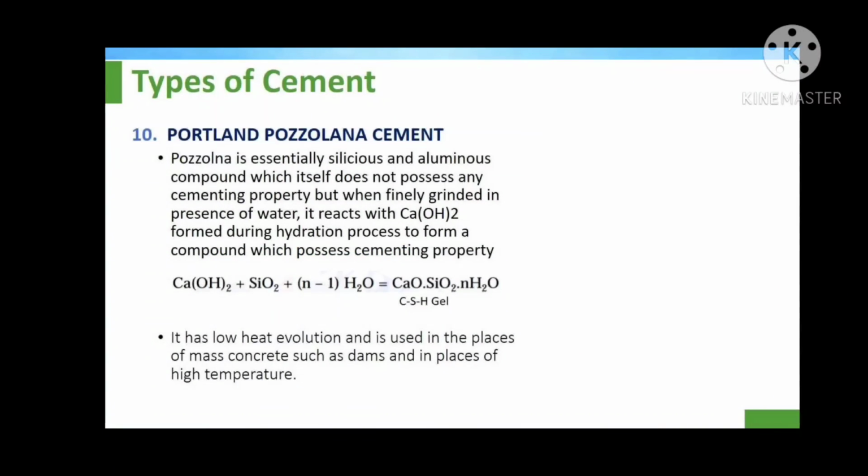10. Portland Pozzolana cement. Pozzolana is essentially a siliceous and aluminous compound which itself does not possess any cementing property, but when finely ground in presence of water, it reacts with Ca(OH)2 formed during the hydration process to form a compound which possesses cementing property. It has low heat evolution and is used in places of mass concrete such as dams and in places of high temperature.